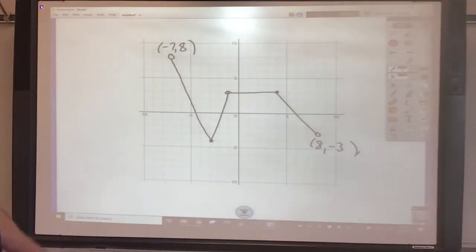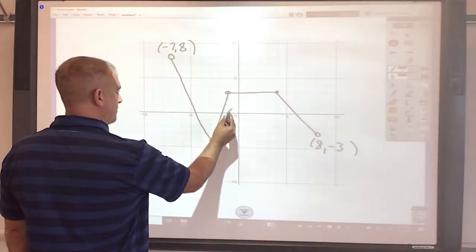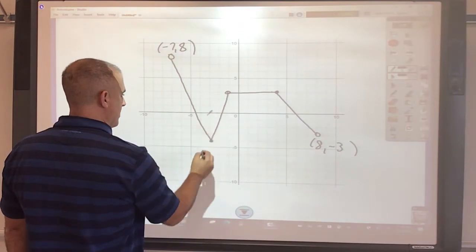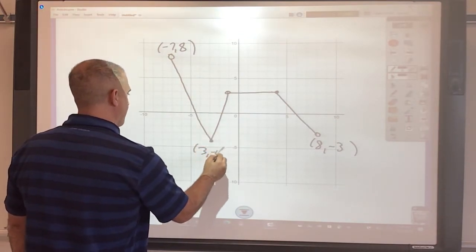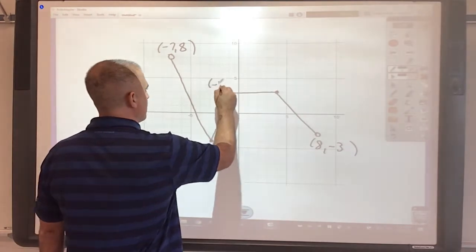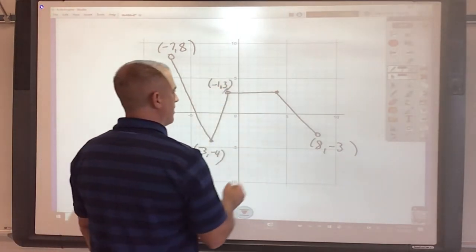Okay? I got some of these local maximums and minimums. This is a minimum, that's negative 3, negative 4. This is negative 1, 3. Okay, this is 4, 3.